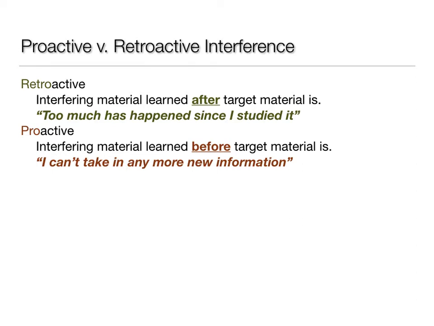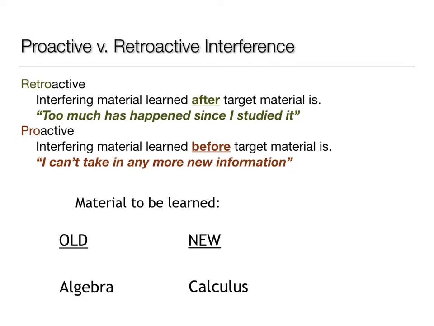Another idea is proactive interference. And again, this is the idea that you can't take any new information in. Your knowledge of chapter 1 is interfering with your ability to recall information from our therapy chapter, which is our last chapter in this course. So that would be proactive interference, where the information learned before the target is what is interfering. So again, more examples, because people struggle with this.